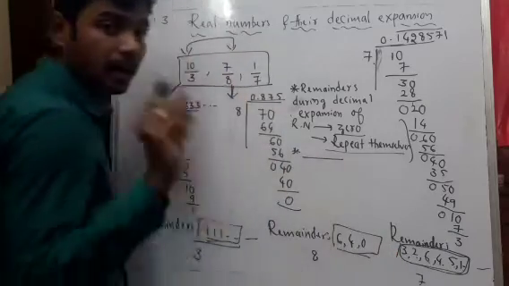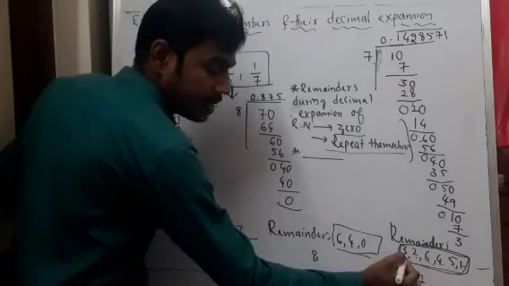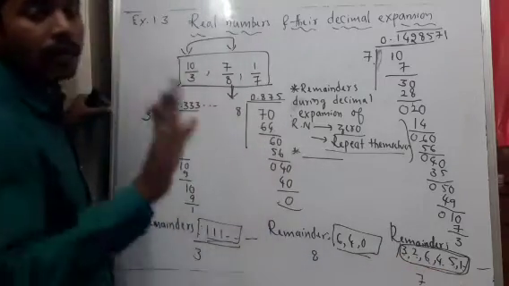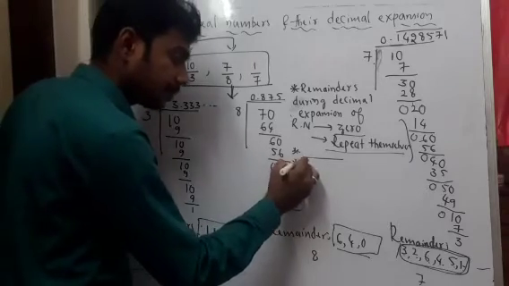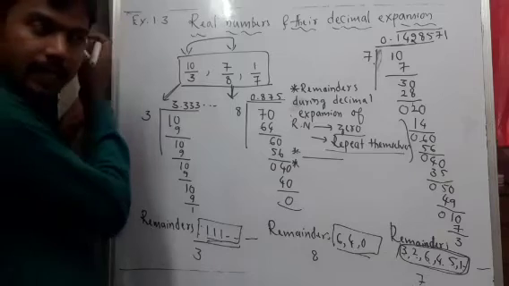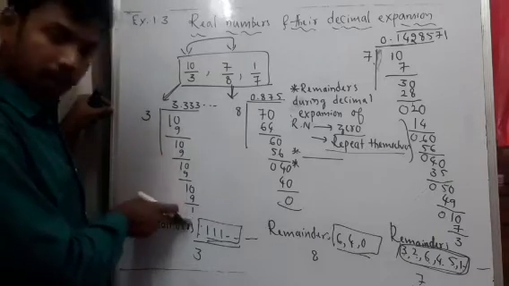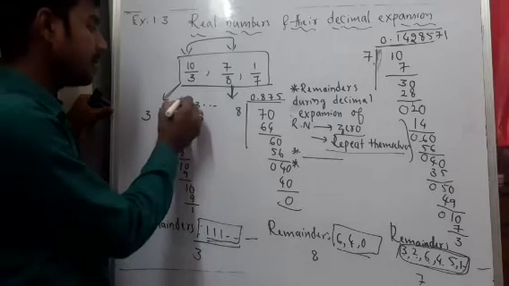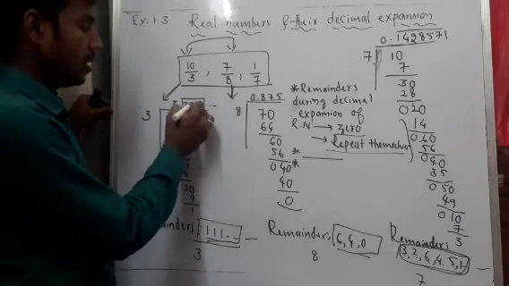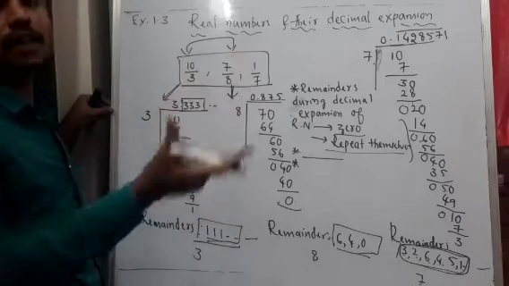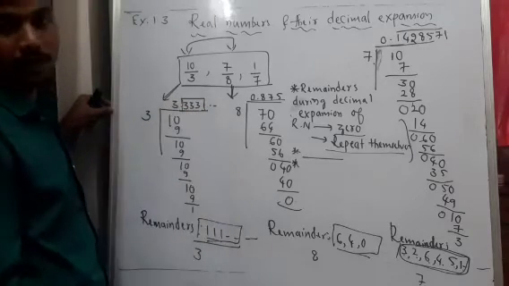The number of digits in the repeating block of remainders will be less than the divisor. Hope you understood. Next one: here, the remainder is repeating, 1, 1, 1. Once the remainder repeats, the digits in the quotient string will also repeat.